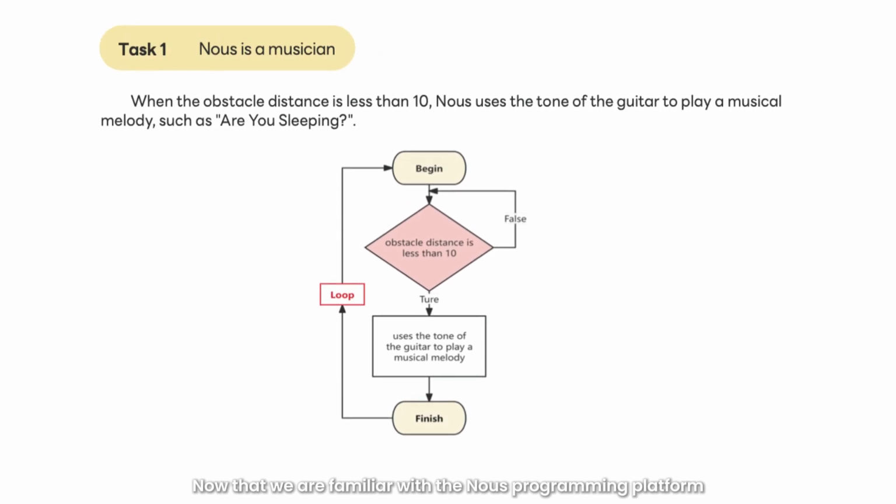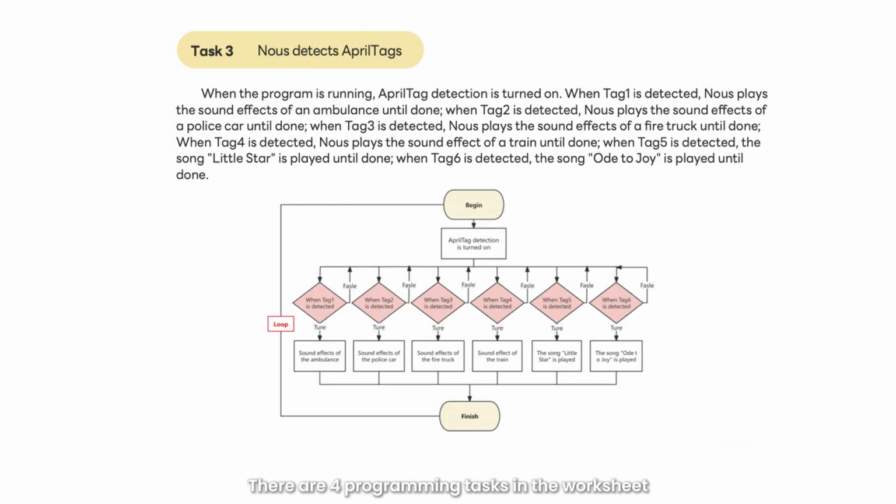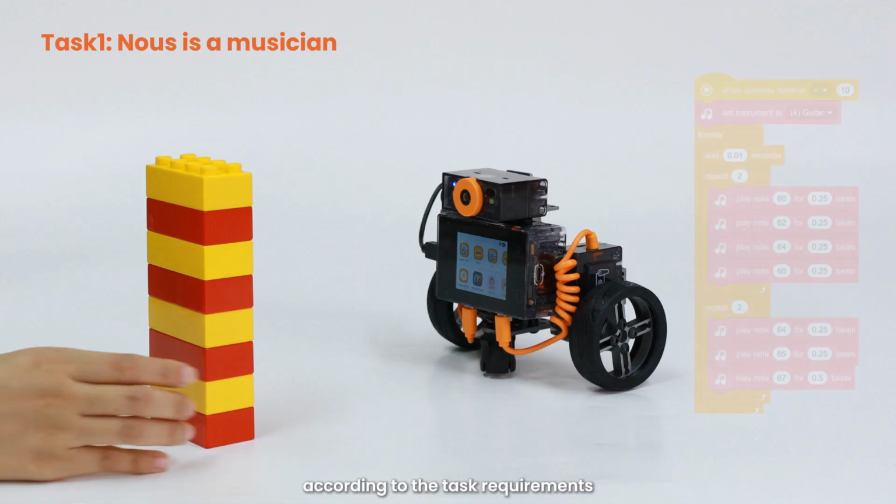Now that we are familiar with the Nous programming platform, let's program the Nous robot. There are 6 programming tasks listed on the worksheet. Students write programs for Nous and run these programs according to the task requirements.